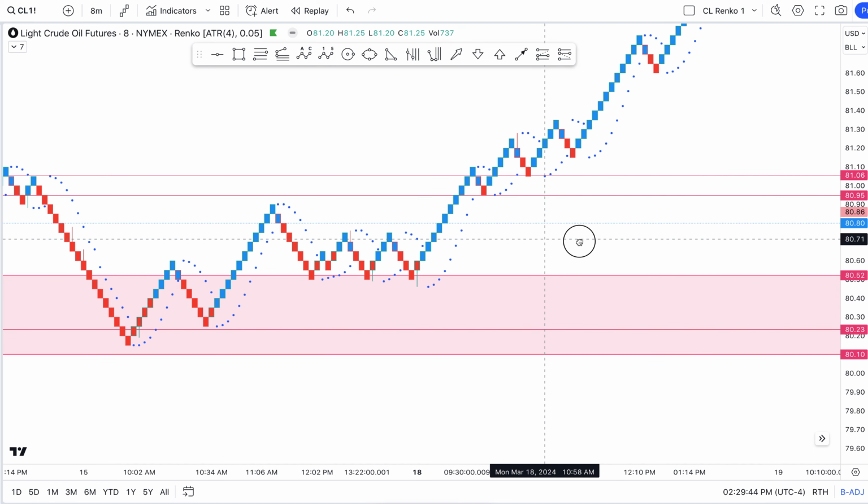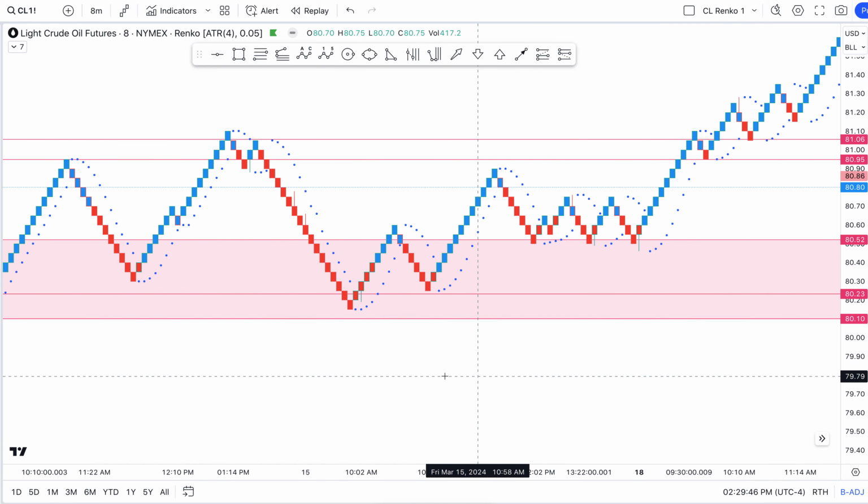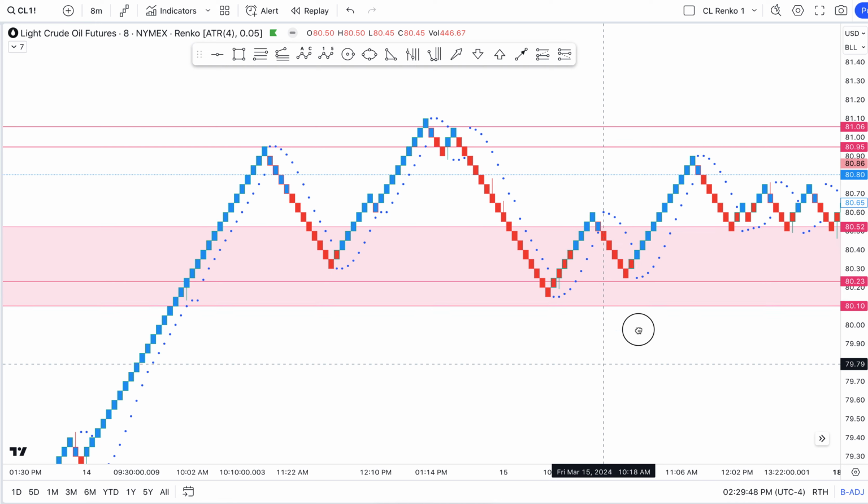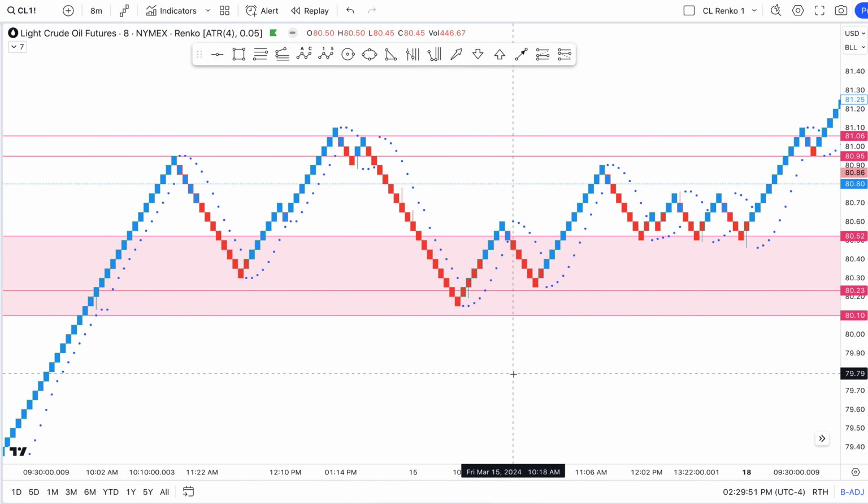Right, hey guys, making this video for a buddy of mine on how to make entries and exits using Renko charts for scalping crude oil. It also works just for making entries in general. If you're a swing trader and you have your own ideas, you want to take an entry, this is a great rules-based way to do it.